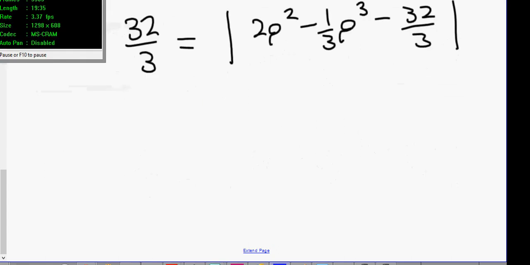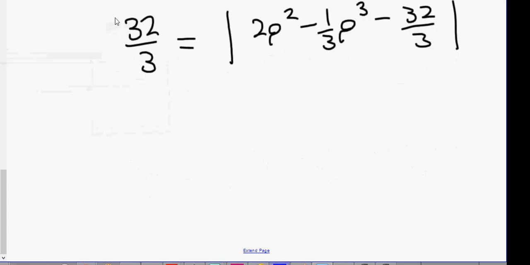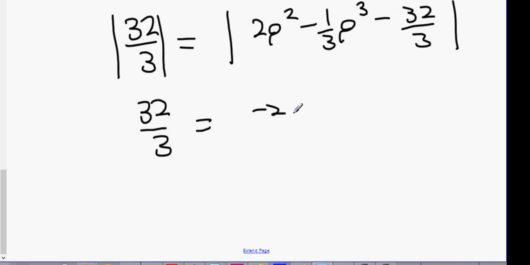So guys, please remember that this is a positive area, and we're expecting whatever is in here to be minus 32/3. Because we're expecting it to be a minus number, we're going to multiply what's inside the modulus sign by minus 1. So we're going to get 32/3 equals minus 2p squared plus 1/3 p cubed plus 32 over 3.